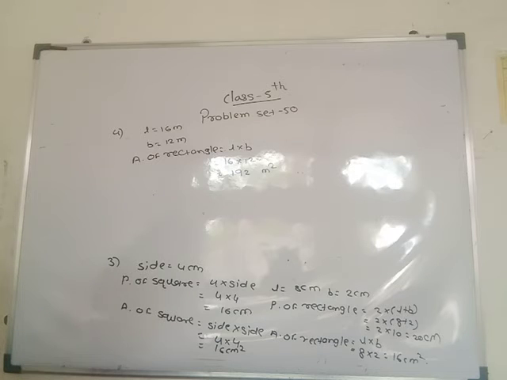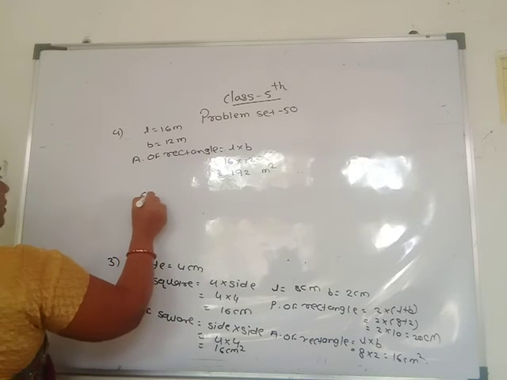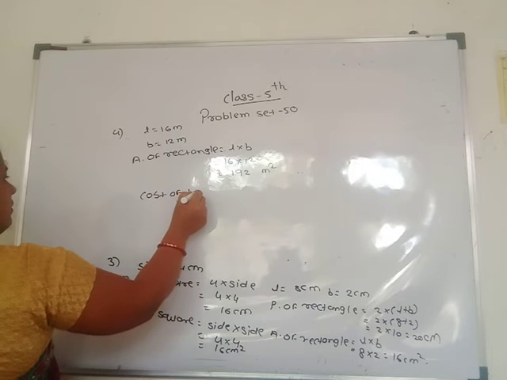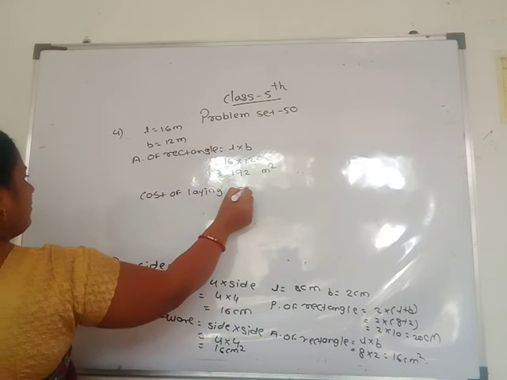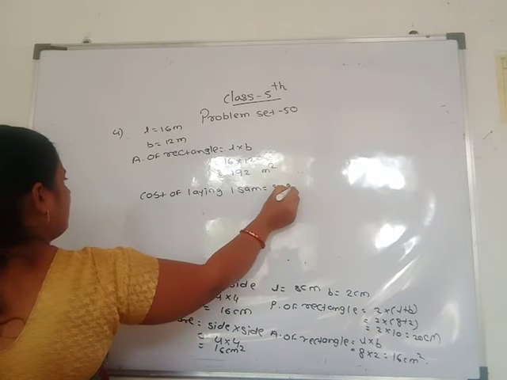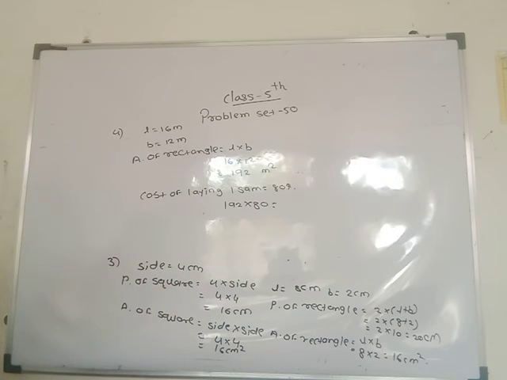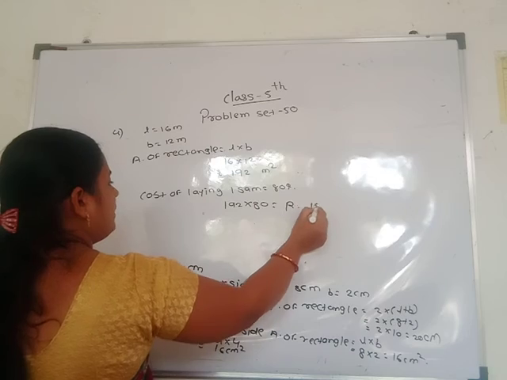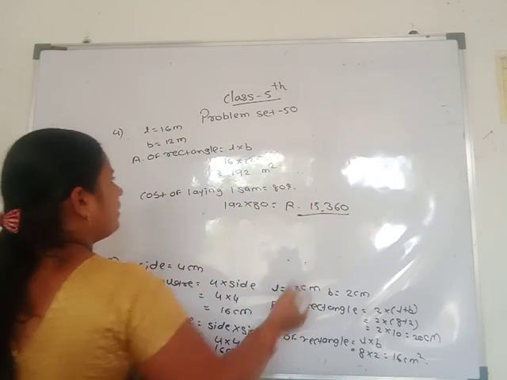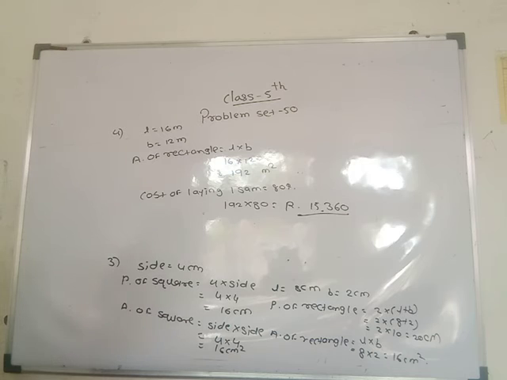Then the cost of laying 1 square meter is equal to 80 rupees. Then 192 into 80, means 192 meter square at 80 rupees each. Then 192 into 80, the answer is rupees 15,360. 15,360 means the cost of laying is 15,360. Then the fifth one, see, the figure given shows some squares.